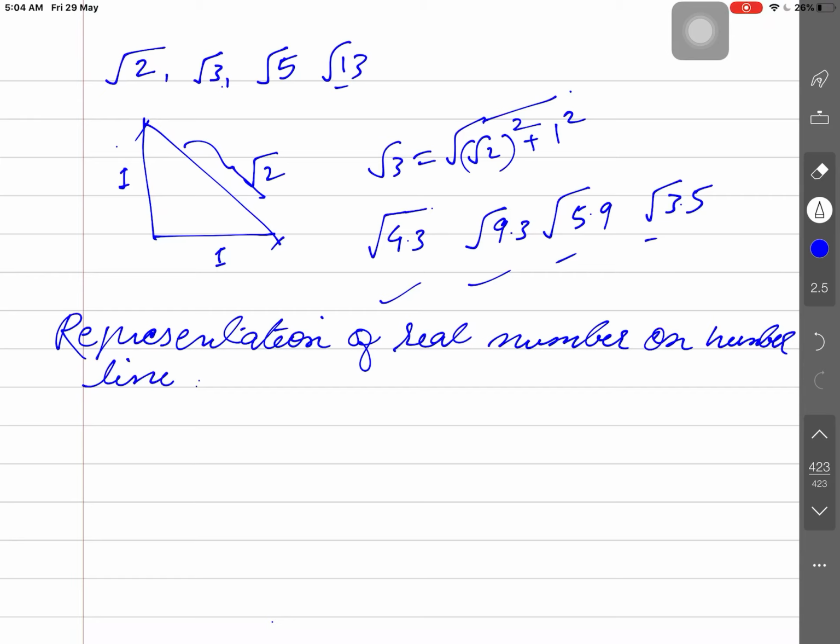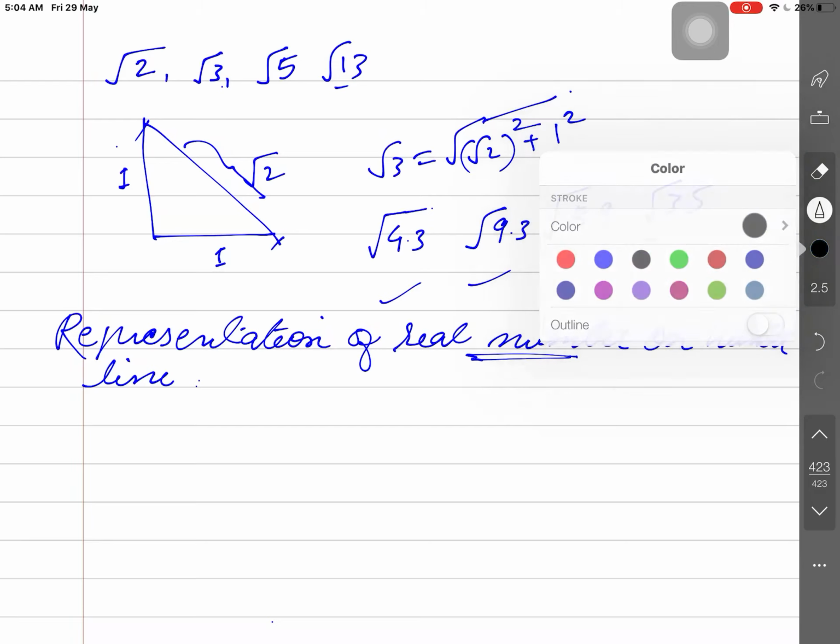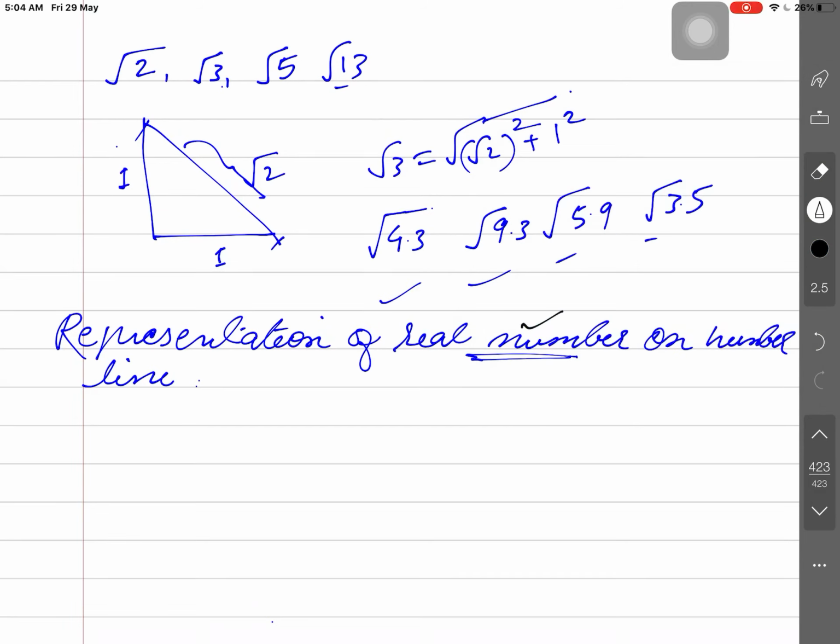Okay, real number representation. Remember this, guys. Real number representation means this is not a representation of a decimal form; it is the representation of any number you can represent on the number line. Is that clear? By this method. Why is this a common method? I am just telling you this.